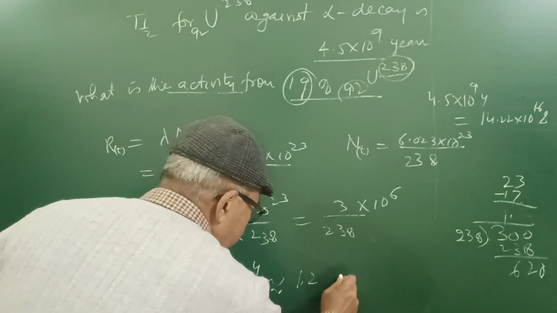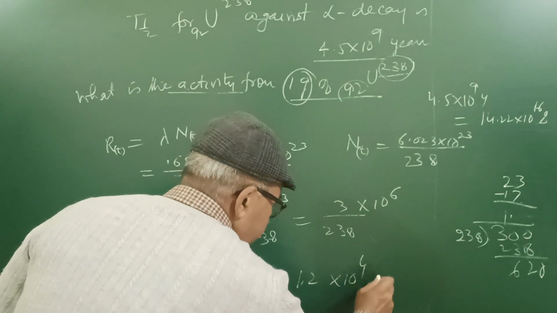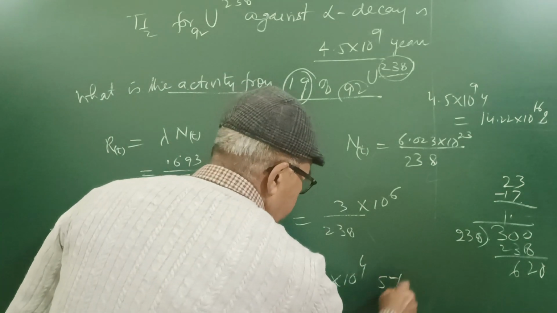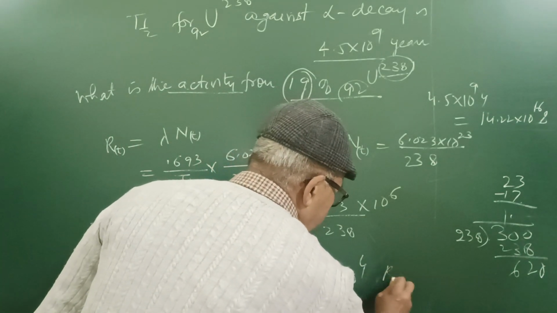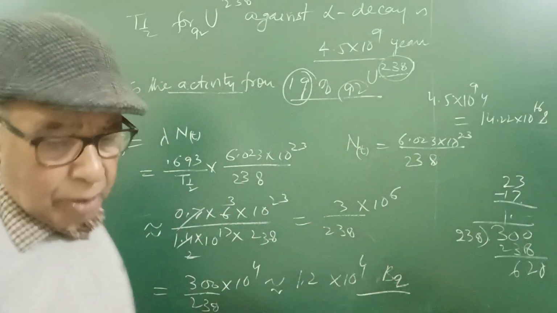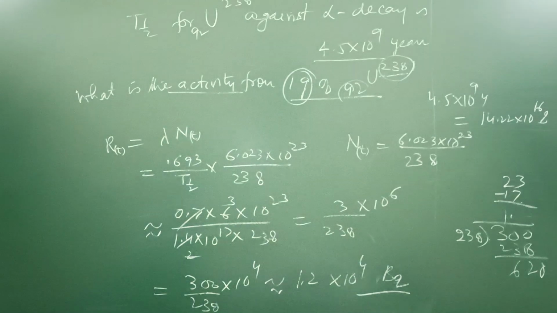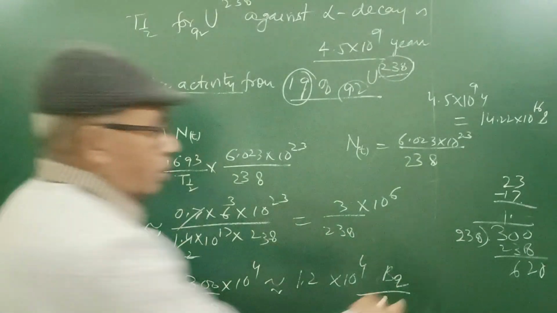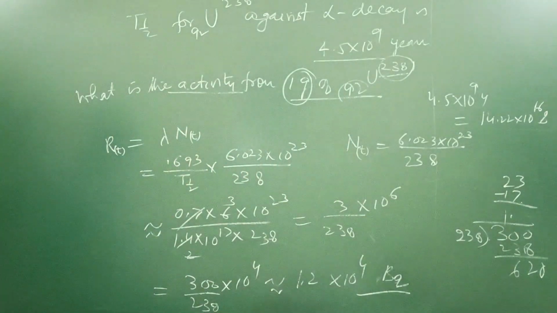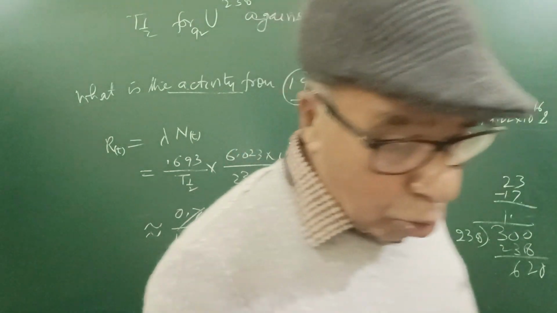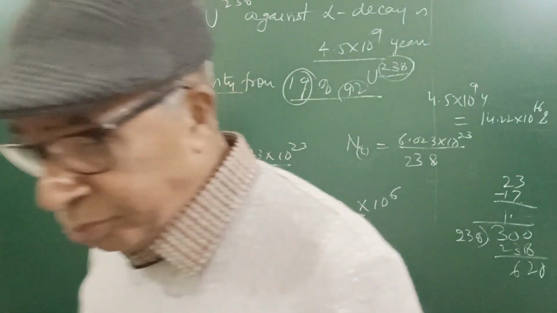So nearly it is 1.23 something per second, or becquerel, you can write Bq. And in the book the answer is given, yes, 1.23 is given. So please don't get bothered about such problems.